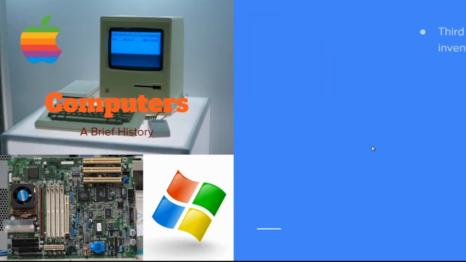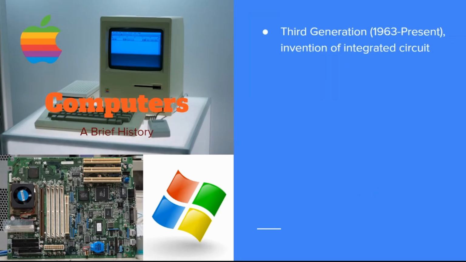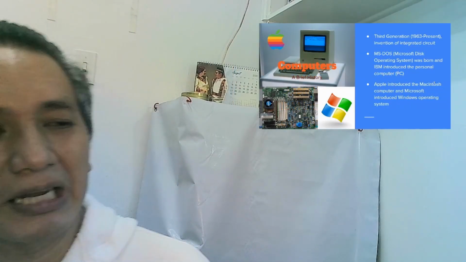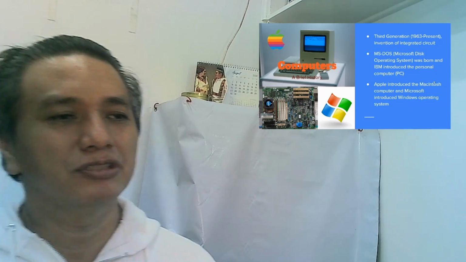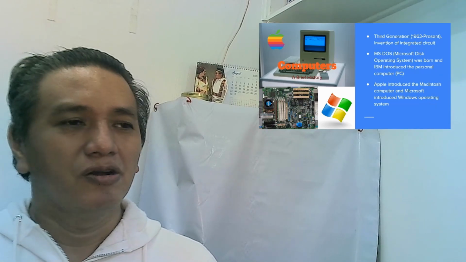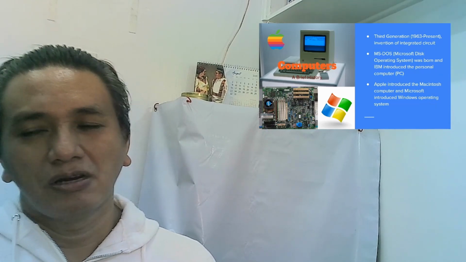And there's the third generation of computers, from 1960 to present. So there was the invention of the integrated circuit. This is a sample of an integrated circuit, the black one. There are a lot of integrated circuits, so computers became smaller. The first few companies that made use of it were Microsoft and IBM, especially IBM, who introduced the personal computer. Next, Apple introduced the Macintosh computer, while Microsoft introduced the Windows operating system.